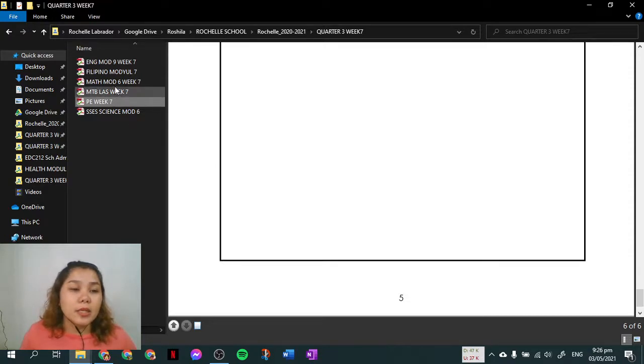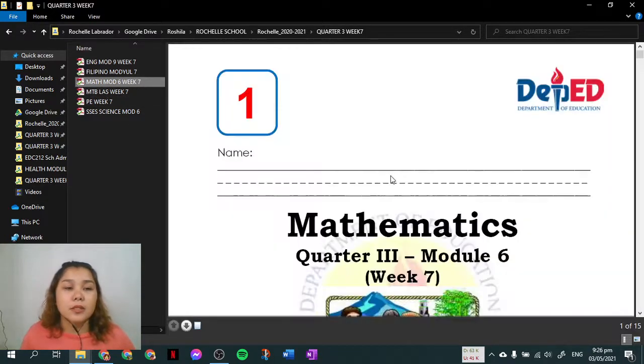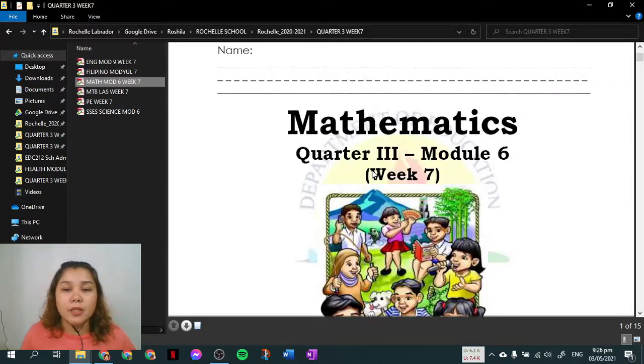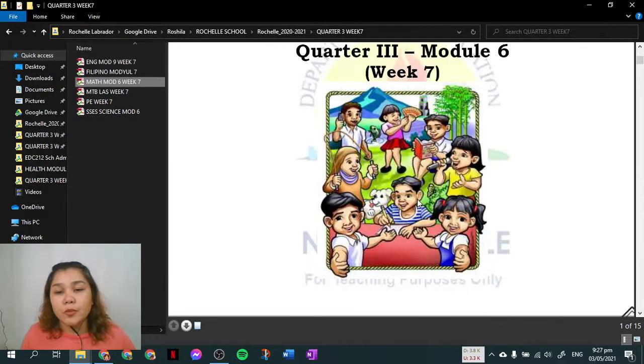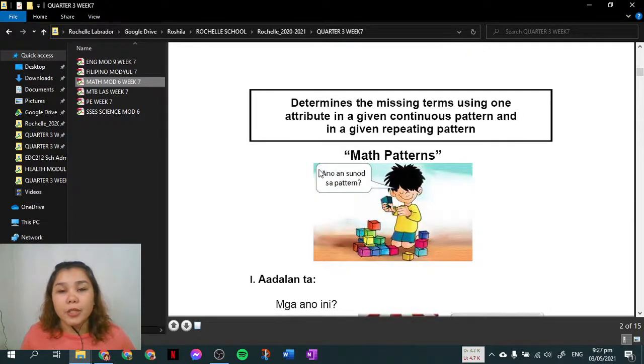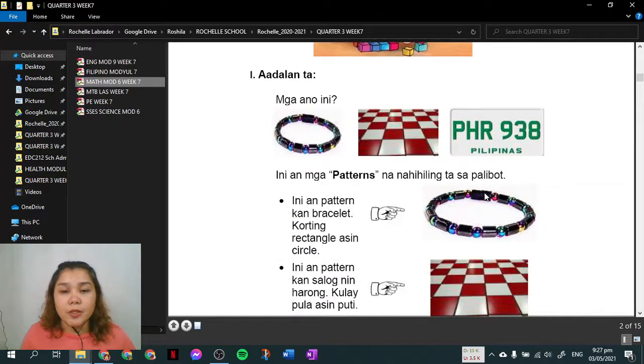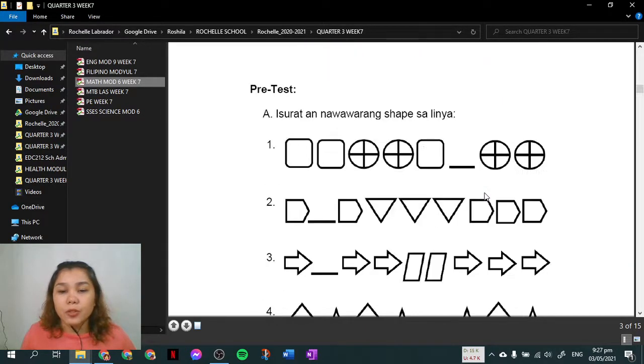Okay, next is math. So, for math naman, module 7. So, we are done with shapes. The last module is... I just asked you to submit those 3D shapes, but this time you need to submit this module. So, module 6, this is about patterns. So, determines the missing terms using one attribute in a given continuous pattern in a given repeating pattern. So, parang laro ito. Ano ang susunod?